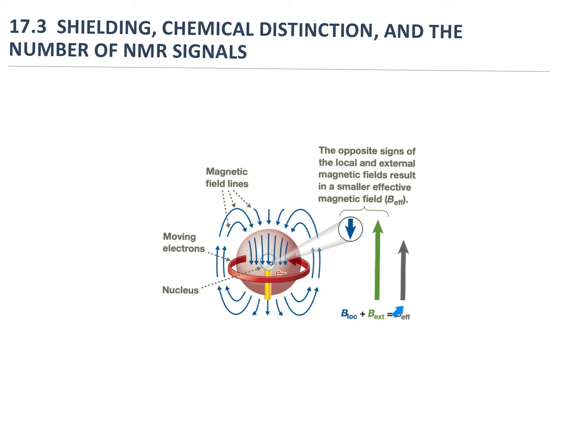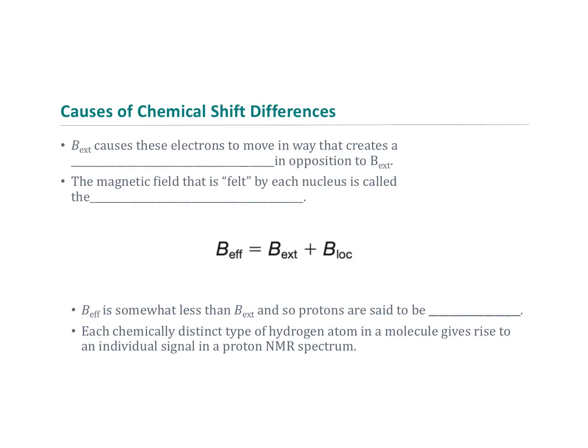So this equation is really helpful to understand why we get different peaks, because every nucleus is going to have its own different local magnetic field here, okay? And so that's one of the reasons why we get different peaks. So, put some words to that.